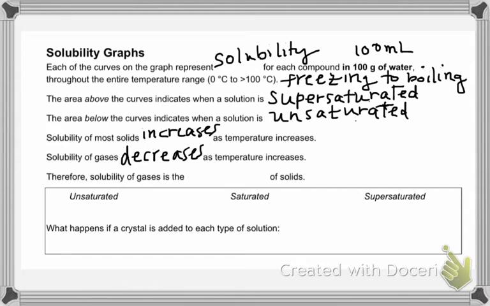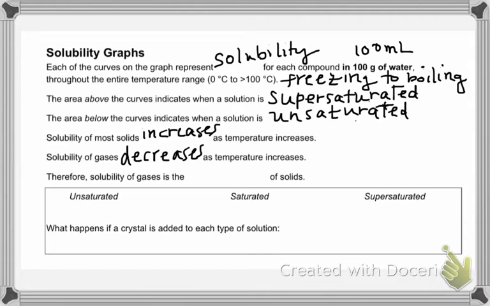And then you're also going to hear me talking about supersaturated and unsaturated solutions. So if there's an area above the curve, that solution is going to be called supersaturated. And this will make more sense when I show you the graph in a moment. And the area below the curve is going to be unsaturated.